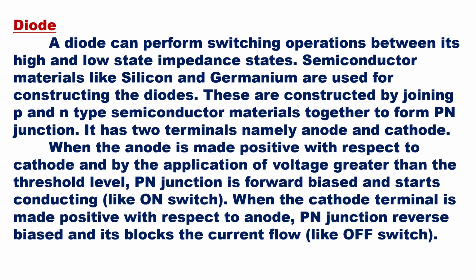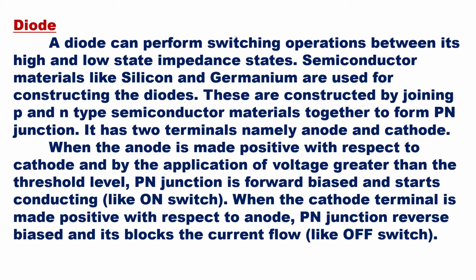When it is reverse bias, it is high impedance. Semiconductor materials like silicon and germanium are used for constructing diodes. These are constructed by joining P and N type semiconductor materials together to form a PN junction. It has two terminals, namely anode and cathode. So this is about the structure of the diode.